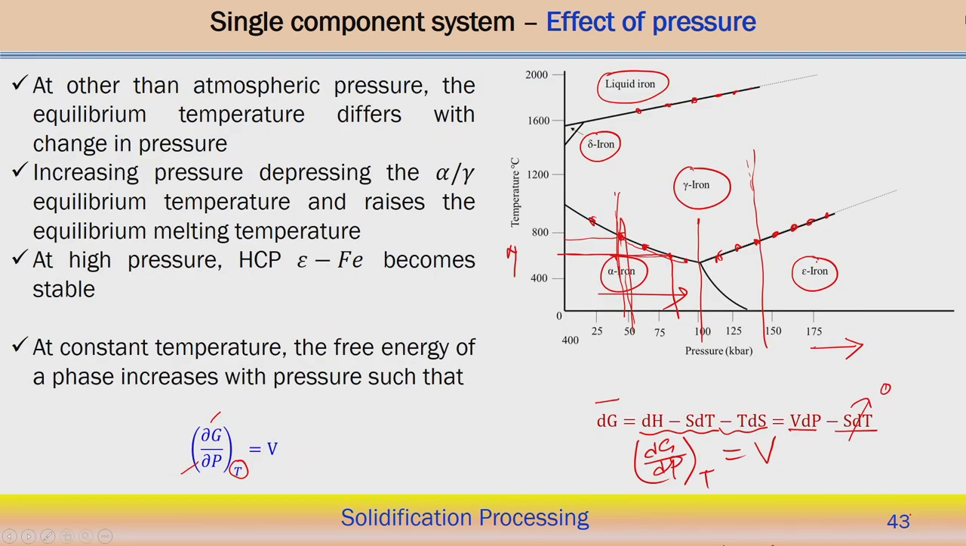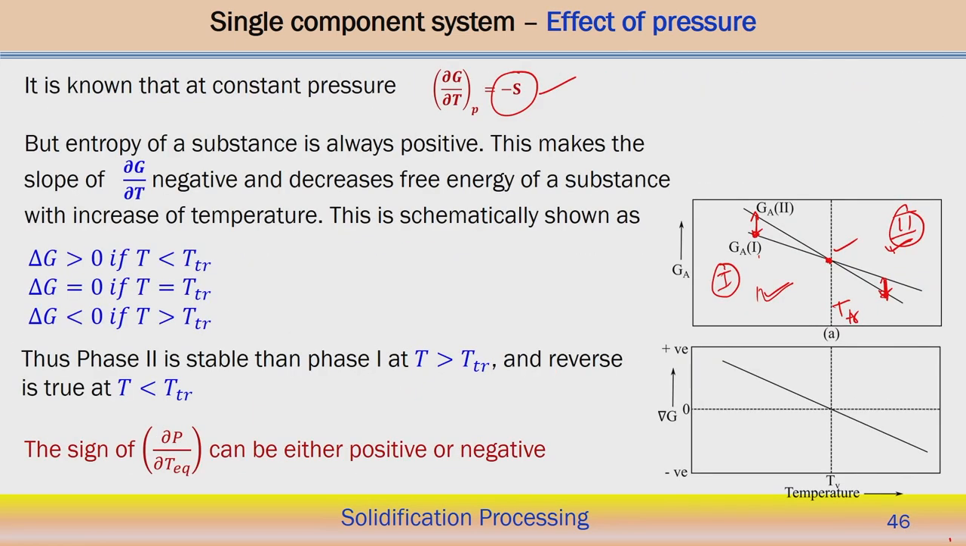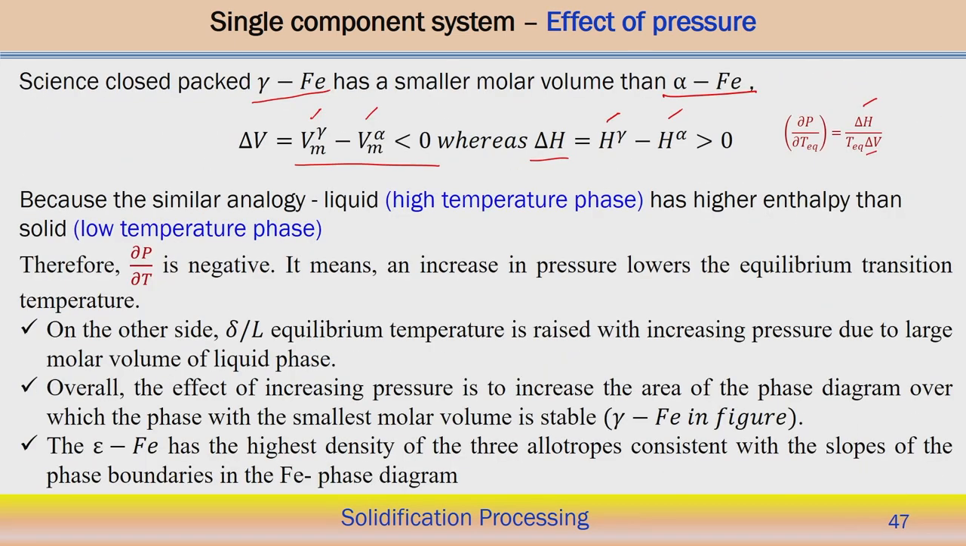So if pressure increases, we can see between these two phases, gamma iron and alpha iron, with increasing pressure this equilibrium temperature actually decreases, and that is because the molar volume of gamma iron is less as compared to alpha iron. That is the reason here, and we can see that increased pressure lowers the equilibrium transition temperature.